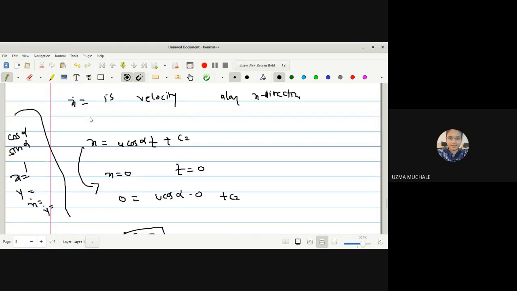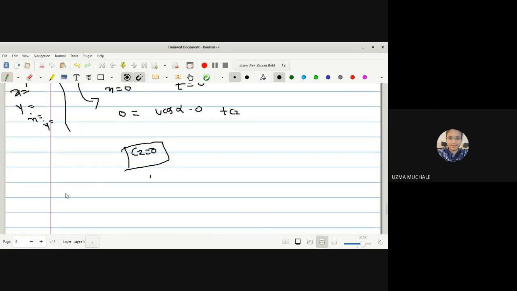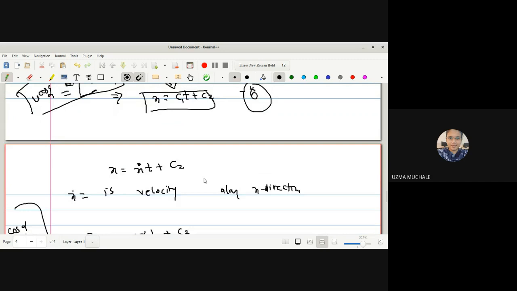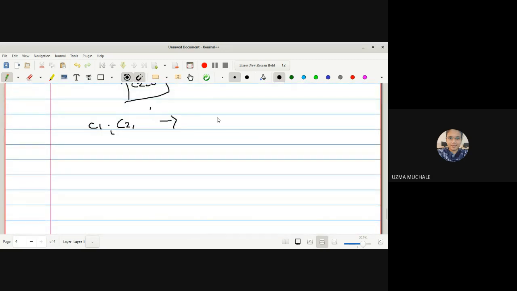Hence, substituting the values of c1 and c2 in equation number 6, we get x is equal to u cos alpha into t. Let us name it equation number 7.